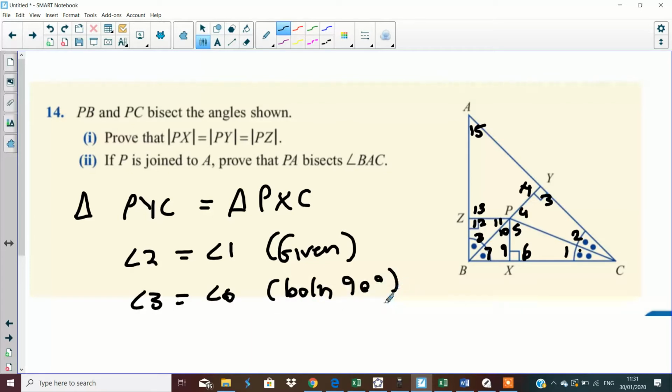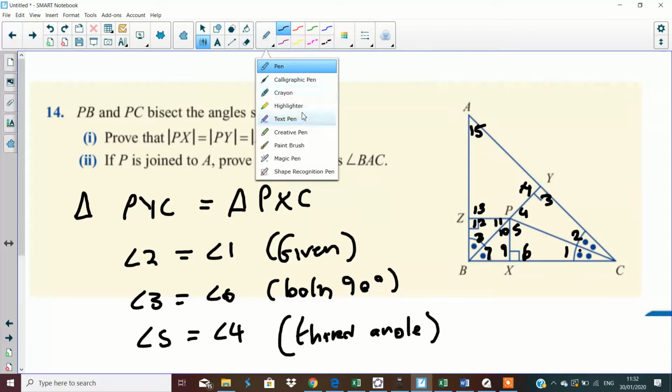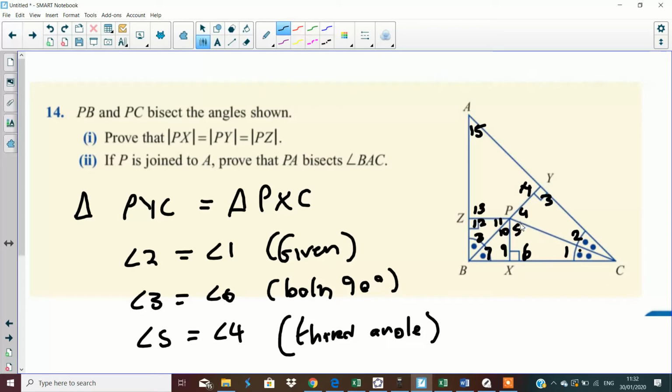I can do the third angle now, can't I? I can say angle 5 equals angle 4. And why can I say that? Third angle, isn't it? They have to add up to 180. Third angle. Okay. I could definitely go for an ASA here. Why do I see that an ASA is on? They share a side, don't they?